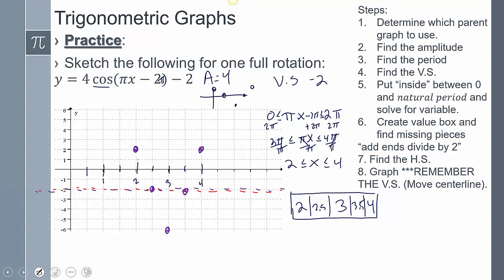And so that's my graph. And because it's just decimals, technically you can keep going. You can do 4.5, 5, 5.5, 6, etc. So you can just keep going.